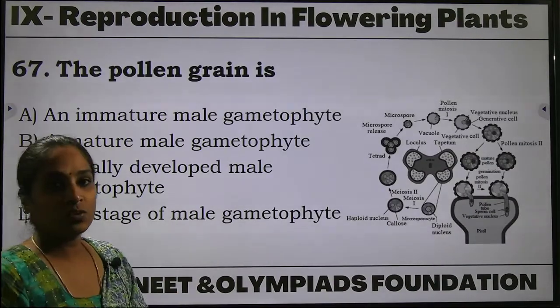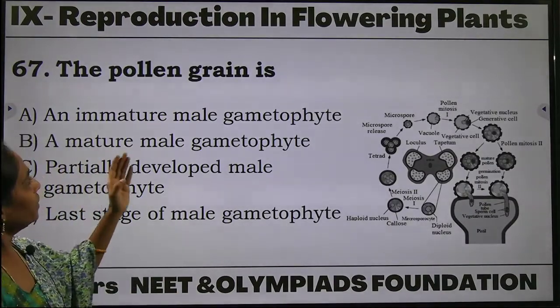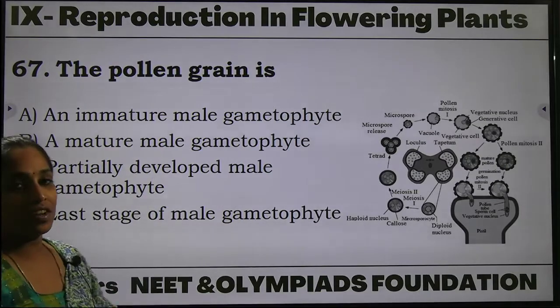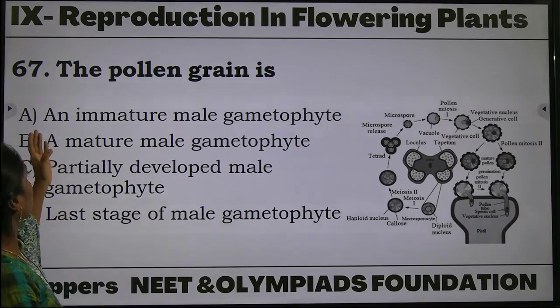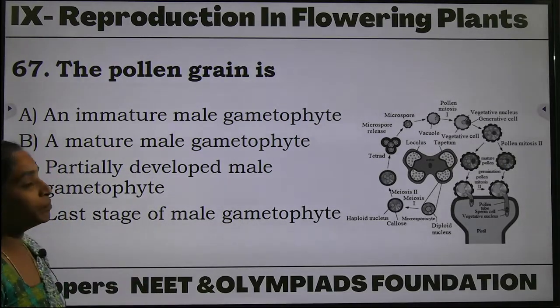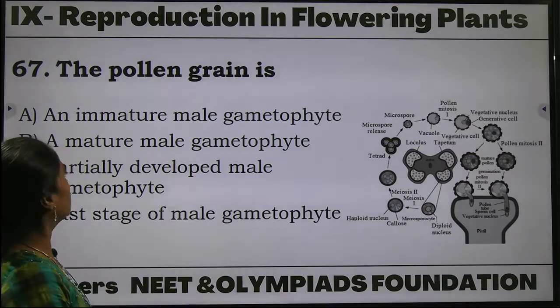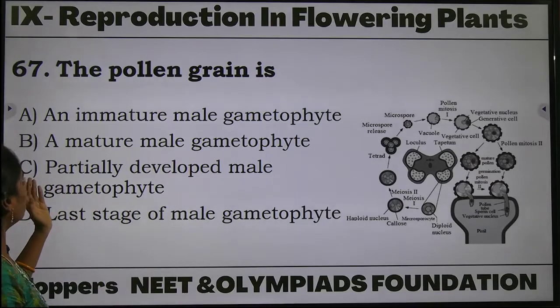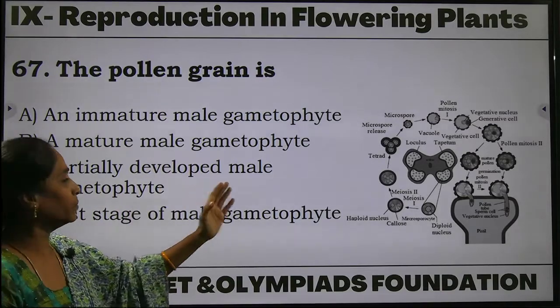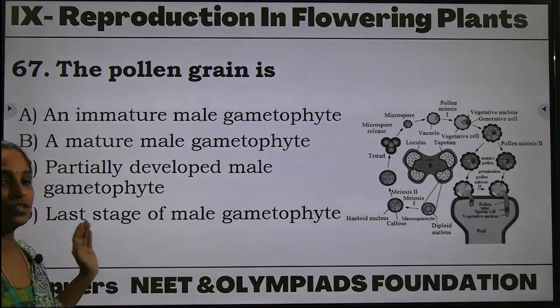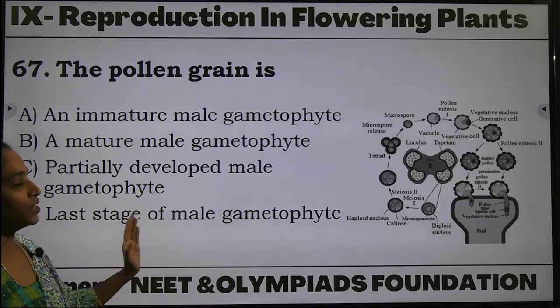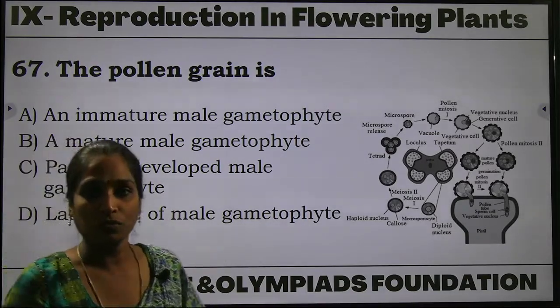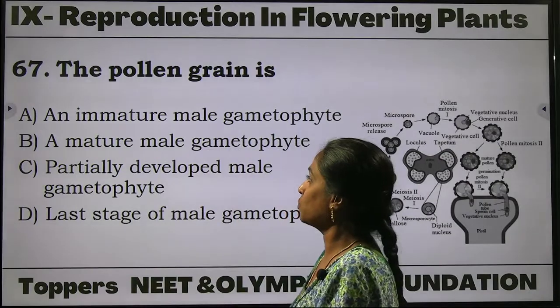Let us see what is the question here. What is the pollen grain condition? Option A is an immature male gametophyte. Option B is a mature male gametophyte. Option C is a partially developed male gametophyte, and option D is the last stage of male gametophyte. Let us see what is the correct option here.